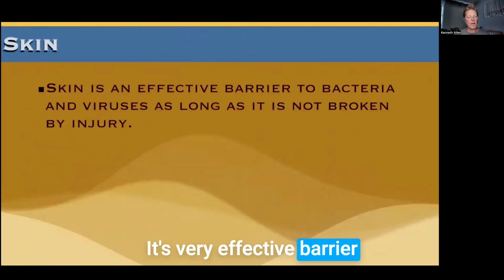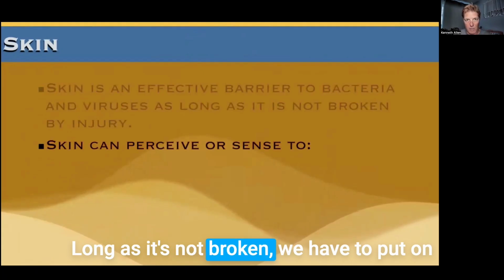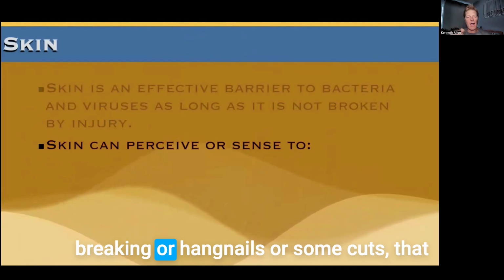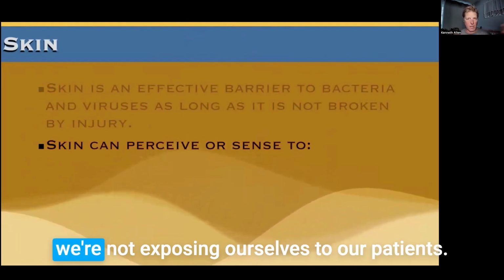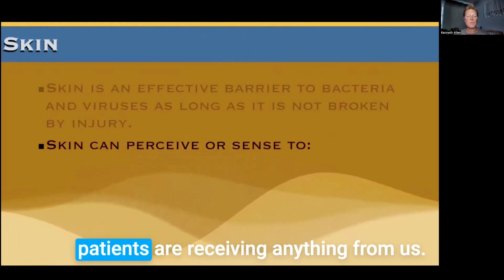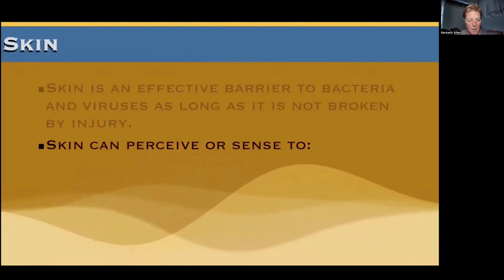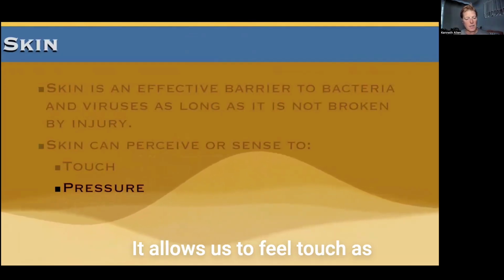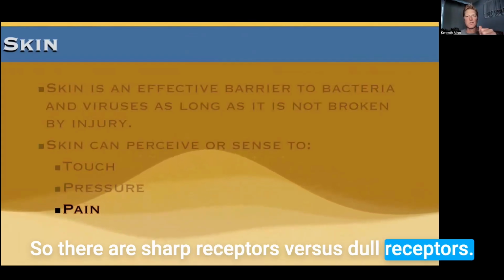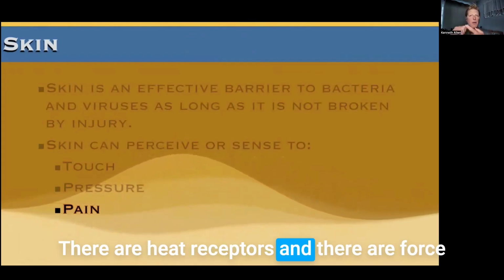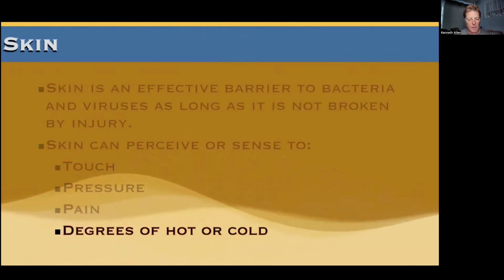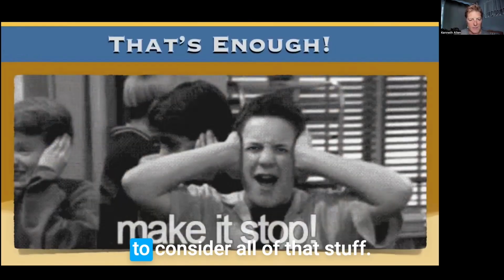It's a very effective barrier against bacteria and viruses as long as it's not broken. We have to put on gloves just to ensure, even if we do have some breaking or hangnails or some cuts, that we're not exposing ourselves to our patients. And likewise, if we're bleeding, that our patients are receiving anything from us. It allows us to feel touch as well as pressure and pain. So there are sharp receptors versus dull receptors. There are heat receptors, and there are force receptors that feel light and heavy touch as well. And so it's very important to consider all of that stuff.